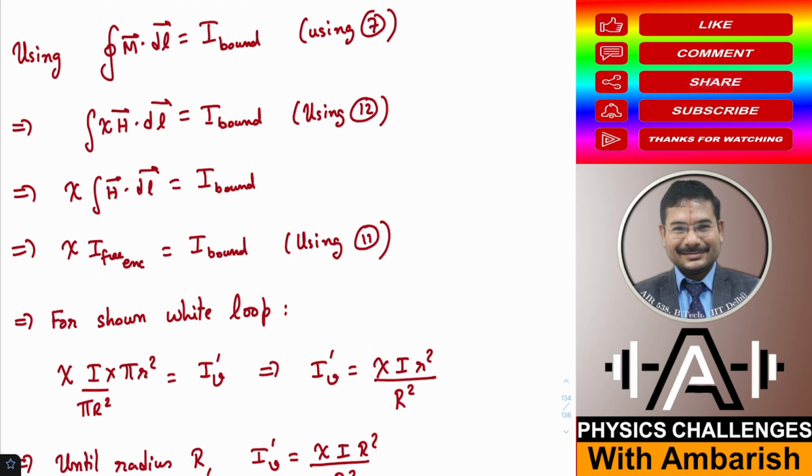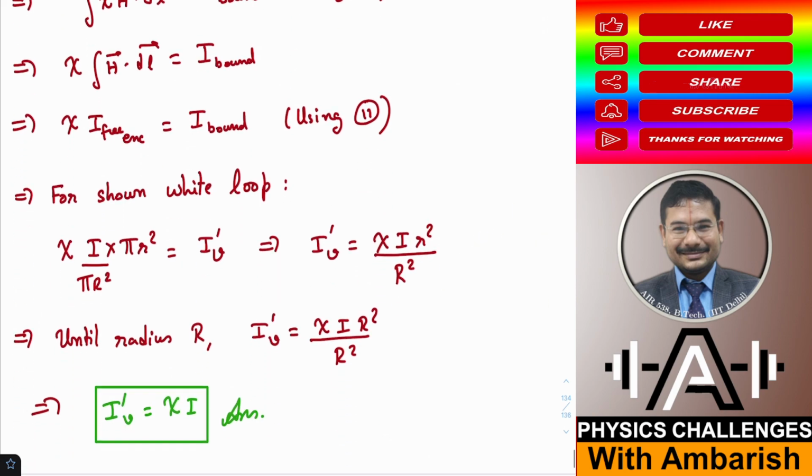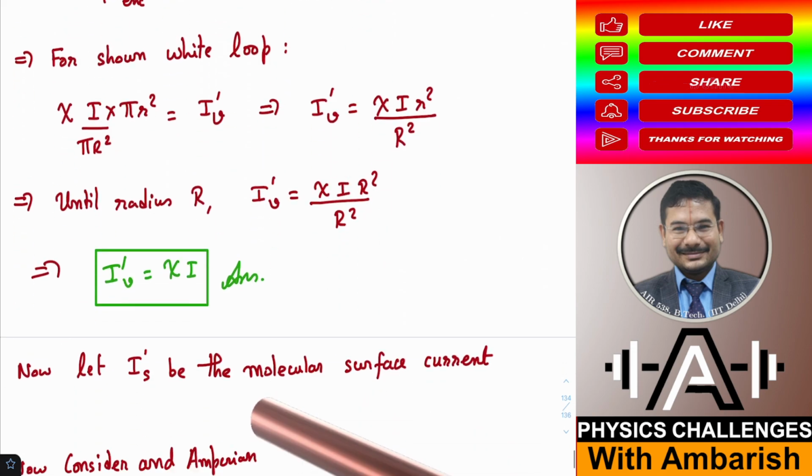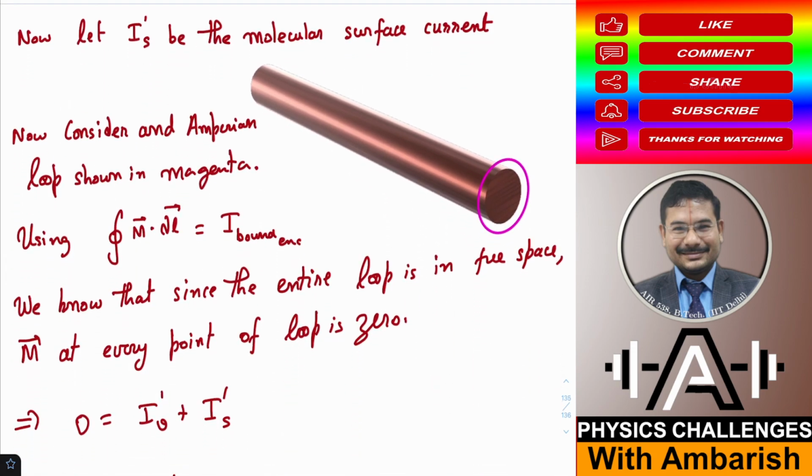But the question asks us to find the total volume bound current. So just put capital R for small r, and then we have total volume bound current is simply chi times the free current, right? So I prime V is equal to chi times I. So this was one answer, the volume bound current, that was asked in part B of the problem. Now we also need to find out the surface molecular current or surface bound current.